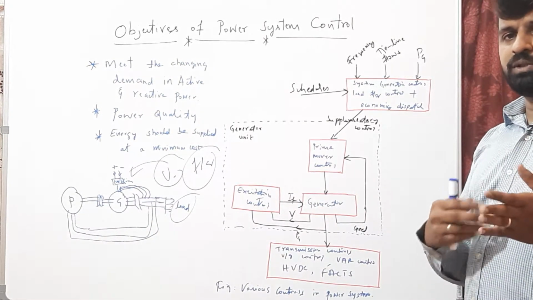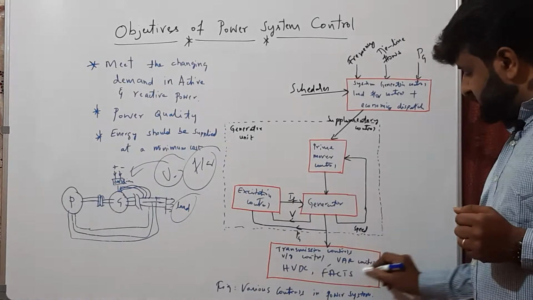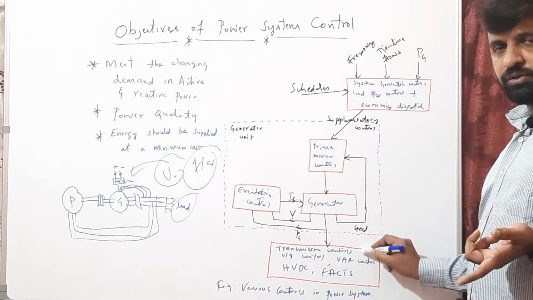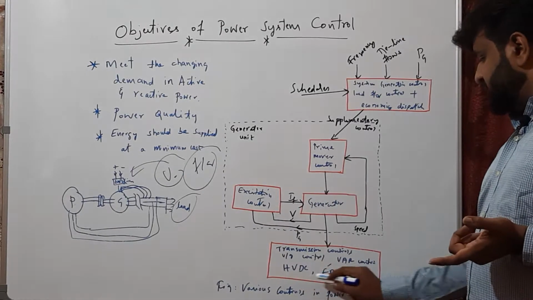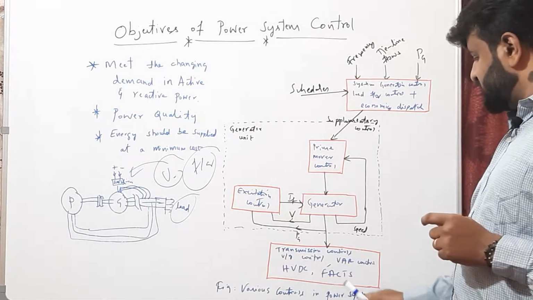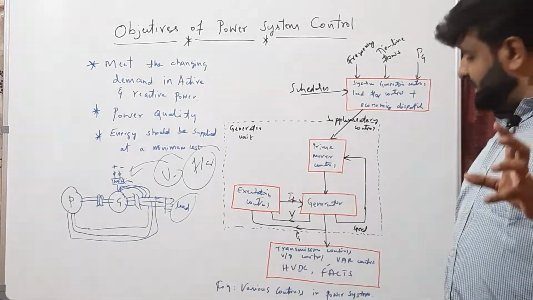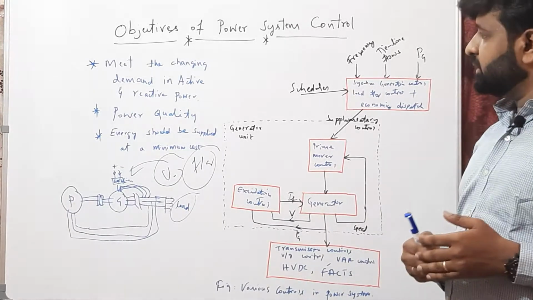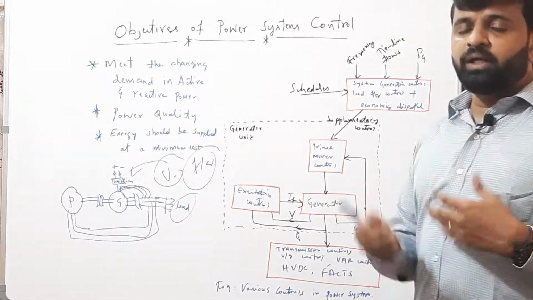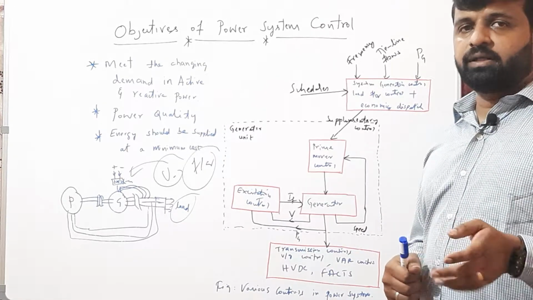These are some of the methods we already studied in the previous semester. That's the reason I told you certain prerequisites are required for this subject. Certain reactive power controls are also available, and HVDC and FACTS, that is high voltage DC transmission and flexible AC transmission. By including these controls, we can maintain the quality of power and the stability of the system.